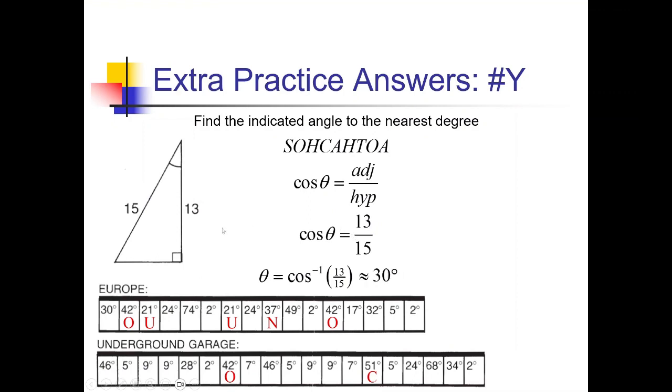So we have Y going under 30, so right there. And then are there any other 30s around here? Nope, not surprised. Y is not a very common letter, so we keep going.